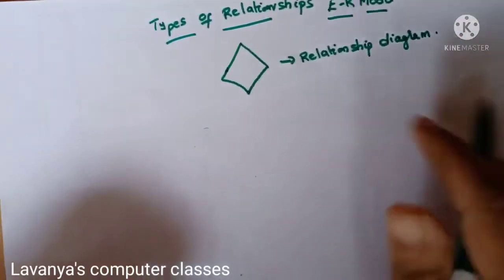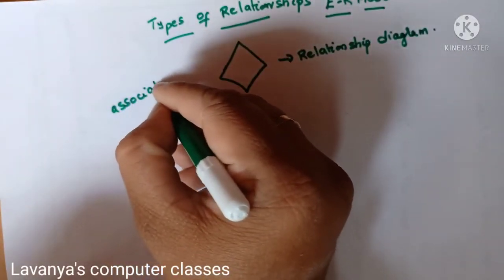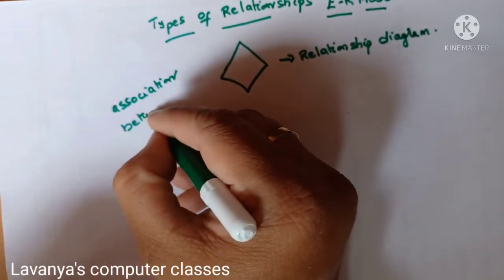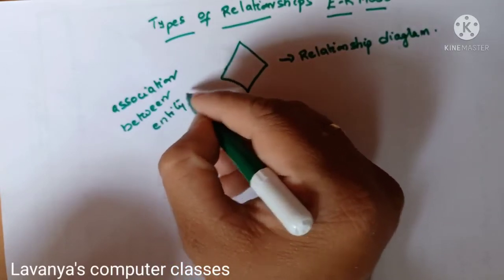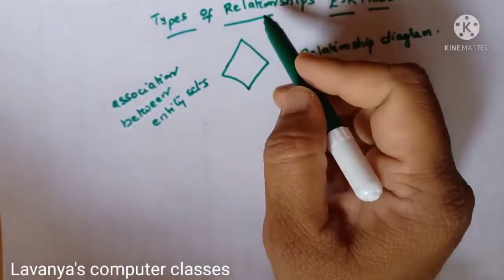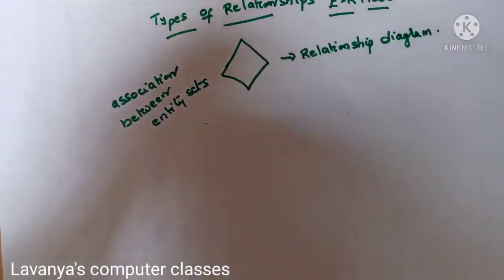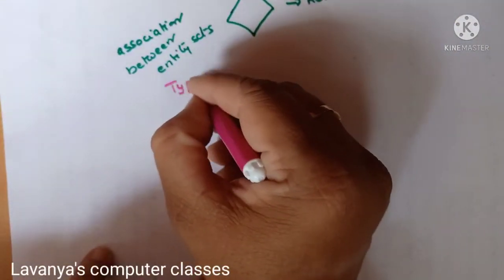The association between entity sets is known as a relationship. In the ER model, R means relationship. So how many relationships do we have? What are the types of relationships? There are 4 different types of relationships.